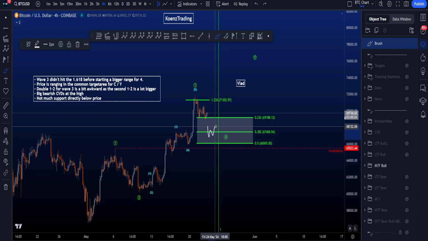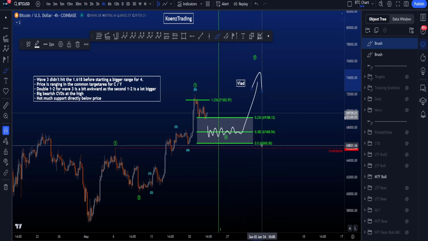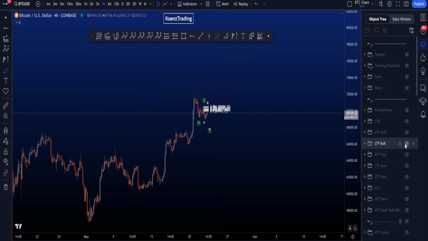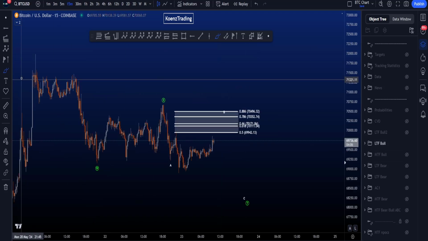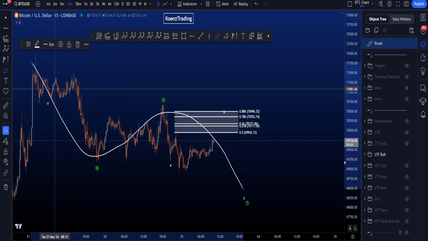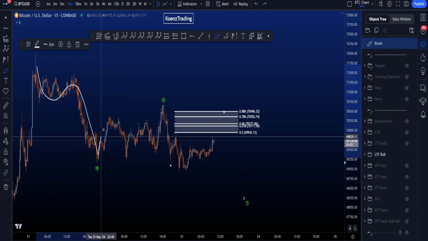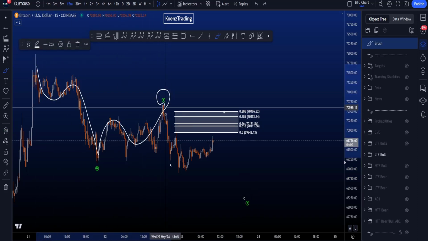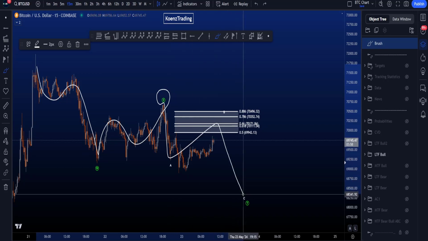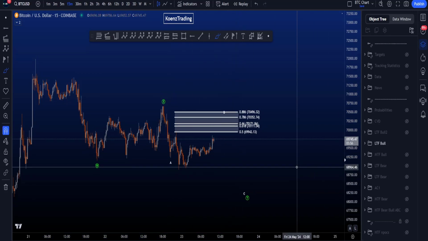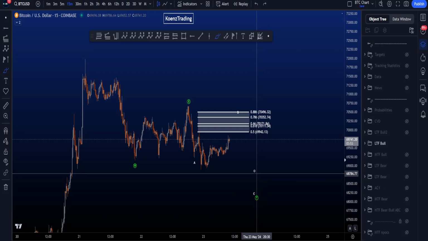However, if we do start to range on support, that would be more bullish, where we can then look for price to move towards the upside. The first bullish scenario on the 15-minute time frame is a WXY, where we have a zigzag in wave W, a complex structure in wave X, and we're looking for another zigzag to the downside in a wave Y, moving towards that support area at the lows.